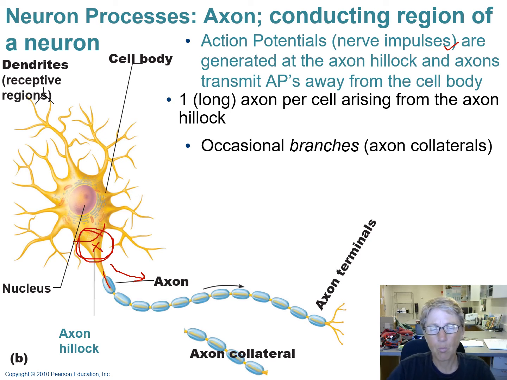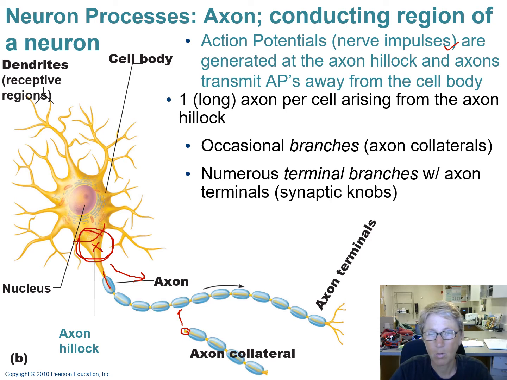Sometimes an axon will branch. So I don't know why this isn't connected up here, but this axon could branch. You call that an axon collateral. And then at the axon terminal here, there's a whole bunch of these synaptic knobs or terminal branches.